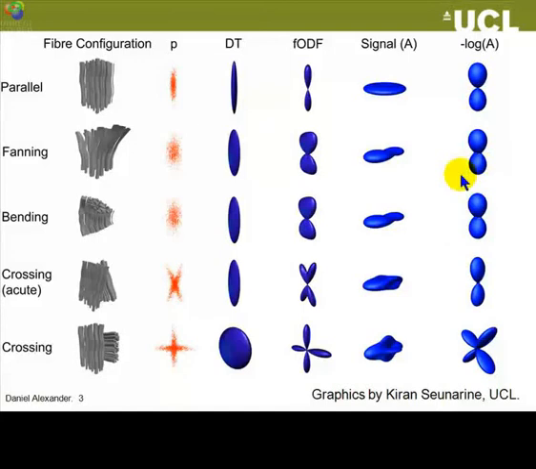This other object here is just minus the log of the signal, so this is the apparent diffusion coefficient in each direction. Again, it looks like the relationship is simple between this function and the fibre ODF for these unimodal configurations. The peaks are in the same direction, but looking at these crossing configurations, we can see that things are more complex, because now the peaks in this orthogonal crossing are in the intermediate directions between the peaks of the fibre ODF. So the point is that we have to work quite hard to get from the things that we measure, the signal here, to the thing that we're after, this fibre ODF.